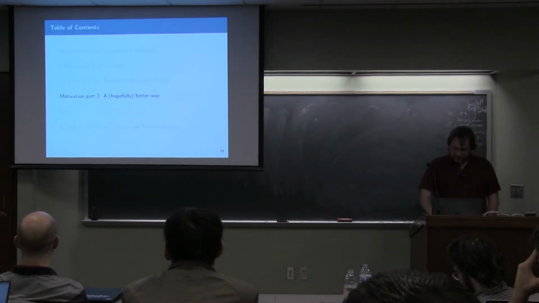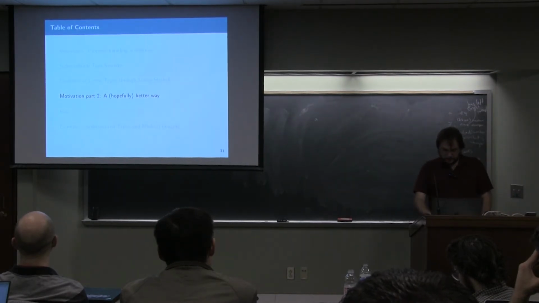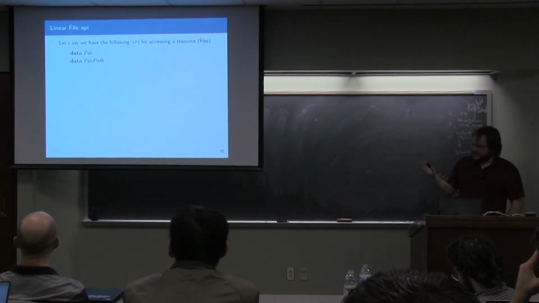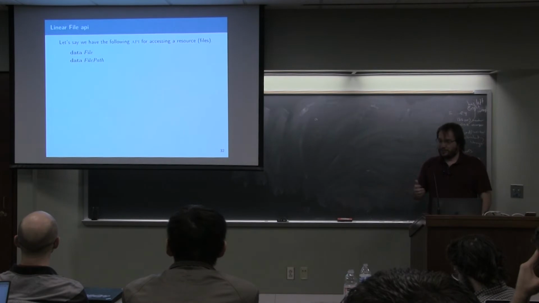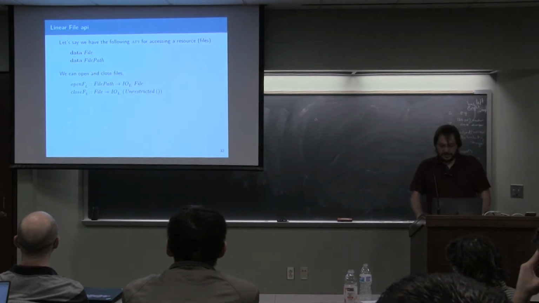So hopefully we can use all those ideas that we just came up with to come up with a better way in which to do the file handling case. So let's say we have the following API. It's the same API that we had before, mostly. So we have file, which is a file handle, and file path, which is just its location. And we can open and close a file.